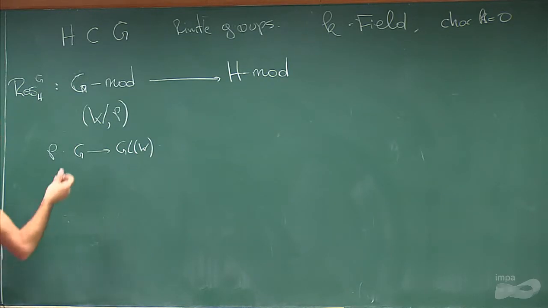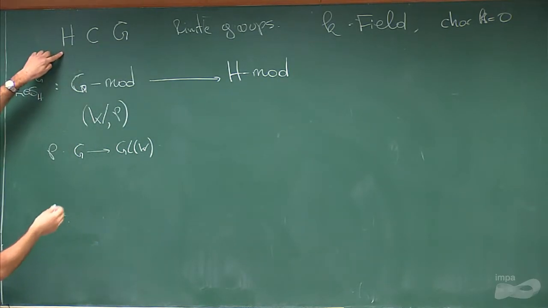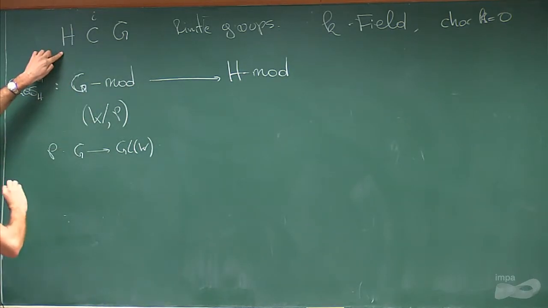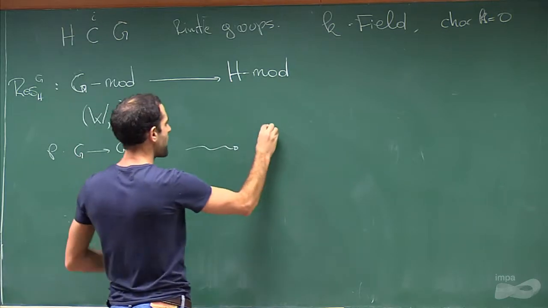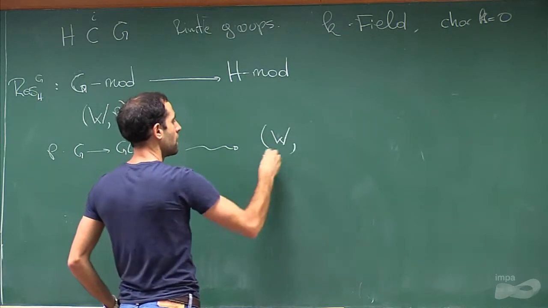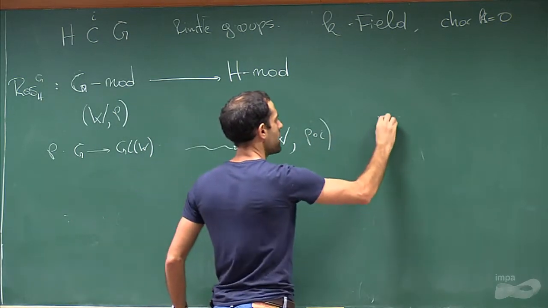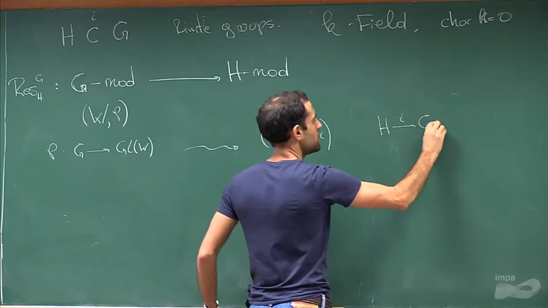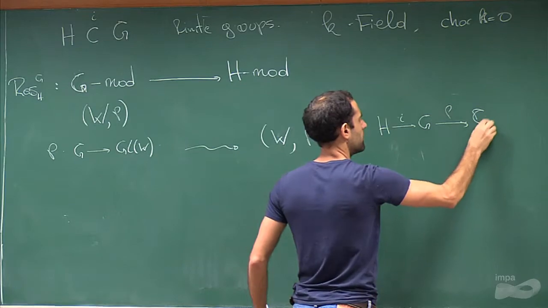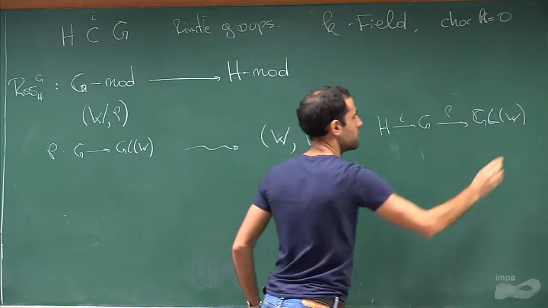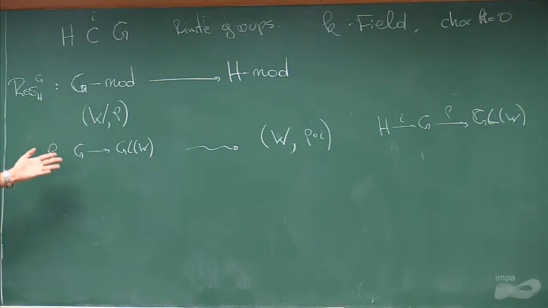Now, let's call the inclusion of H in G iota. Then we map this to the same vector space W, and the morphism is just rho composed with iota. So I have H with iota to G, and then rho to GL(W). So it's just simply remembering how H acts on W. And the question is, how do I construct an adjoint functor? Does there exist an adjoint functor to this functor?